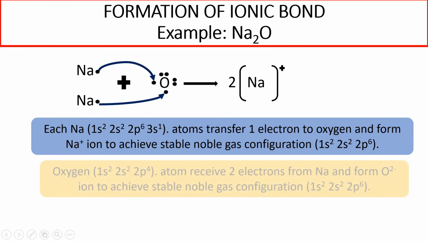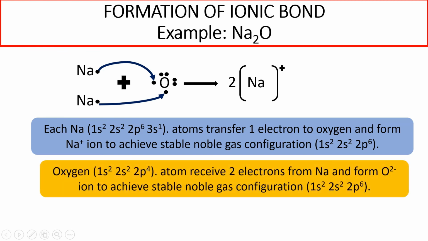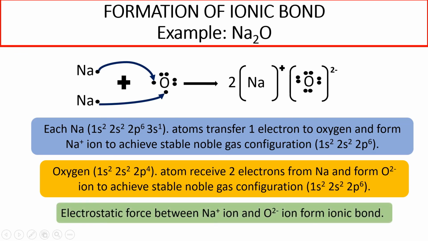Oxygen with configuration 1s2 2s2 2p4 will receive 2 electrons from Na and form O2 minus ion to achieve stable noble gas configuration 1s2 2s2 2p6. So it will become like this. Notice that the number of valence electrons is 8 after receiving another 2 electrons. So the electrostatic force between sodium ion and oxide ion will form ionic bond.